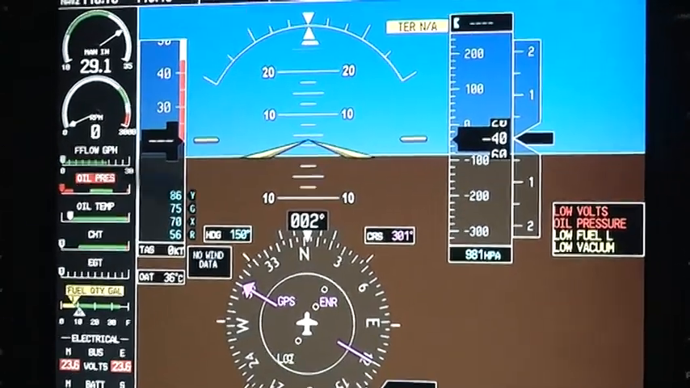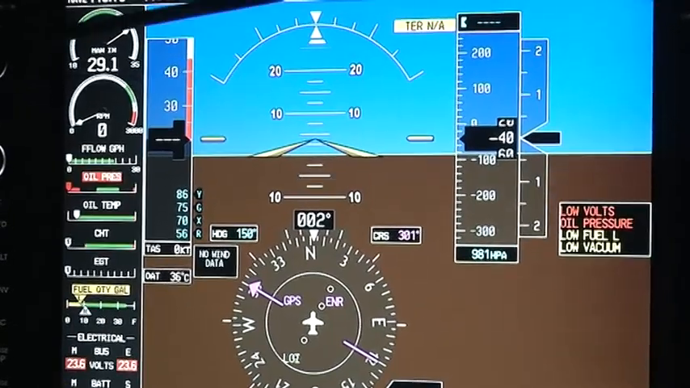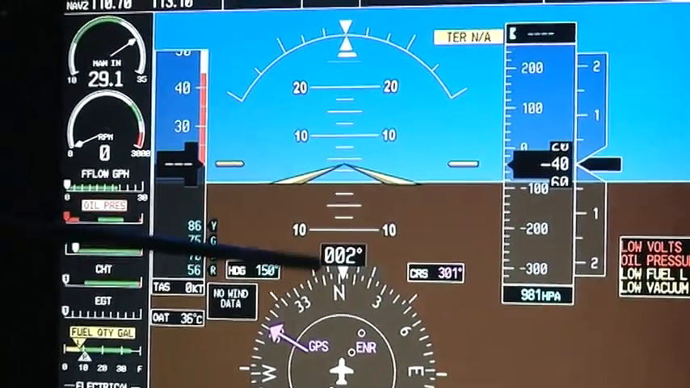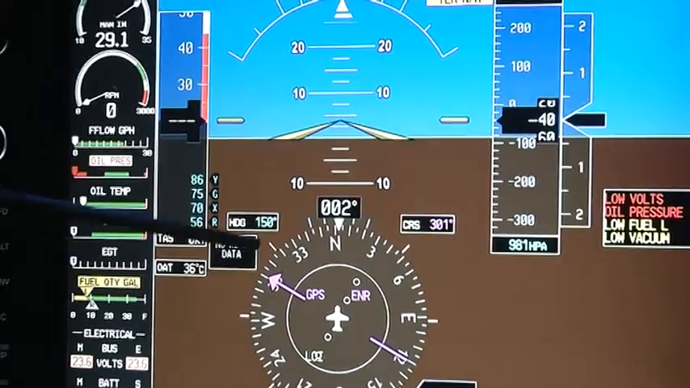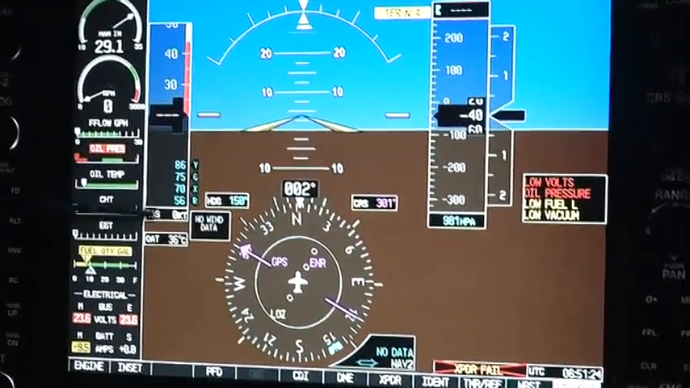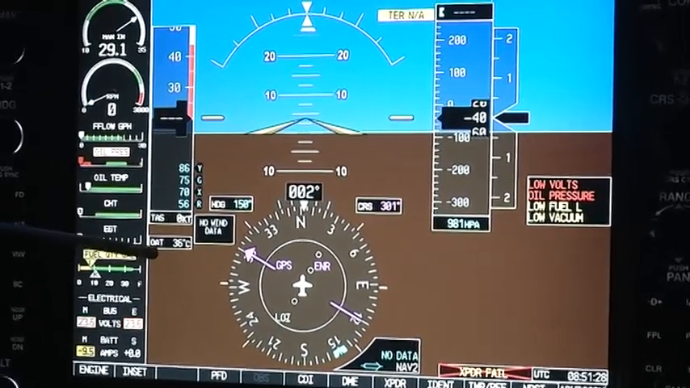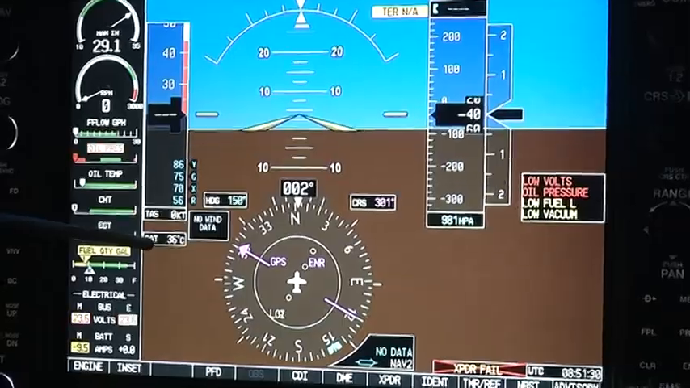Now we have a few navigation instruments. This is your attitude indicator. This is your horizontal situation indicator, which we call the HSI. Here in a small window you can see it gives you the outside air temperature, the OAT.